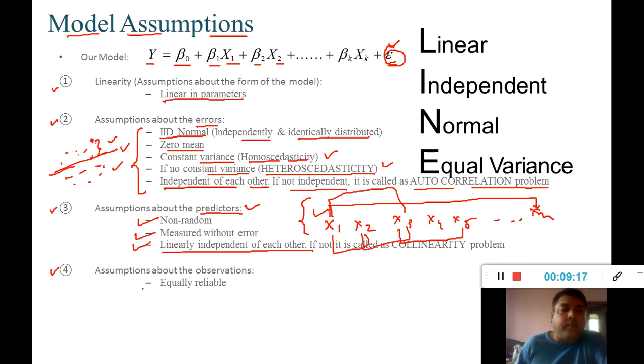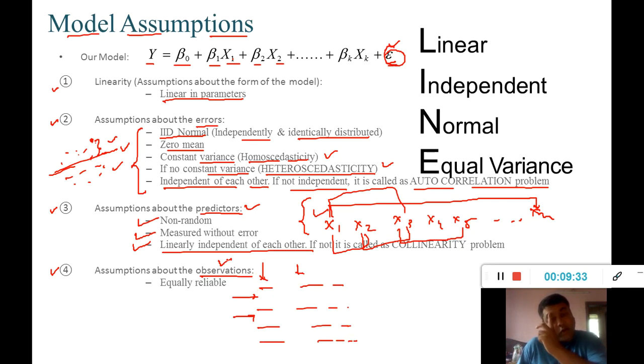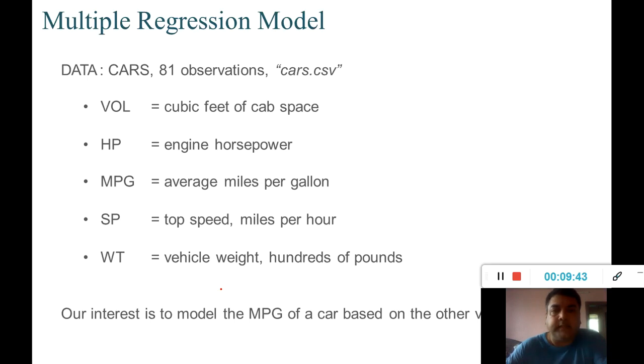Then my assumptions about observations. What are observations? Observations are nothing but all the records in the data, the rows. Like we have columns, we also have rows. All those rows are also called observations or records, right? So they should be equally reliable. Of course, if the data is not reliable, then how can we do the modeling, right? So let us see.